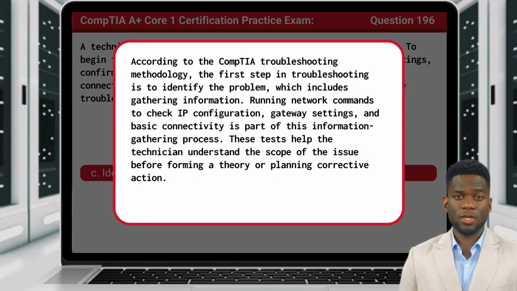According to the CompTIA troubleshooting methodology, the first step in troubleshooting is to identify the problem, which includes gathering information. Running network commands to check IP configuration, gateway settings, and basic connectivity is part of this information gathering process. These tests help the technician understand the scope of the issue before forming a theory or planning corrective action.